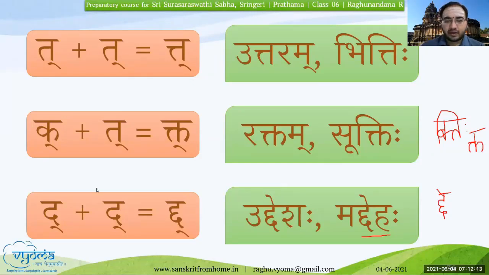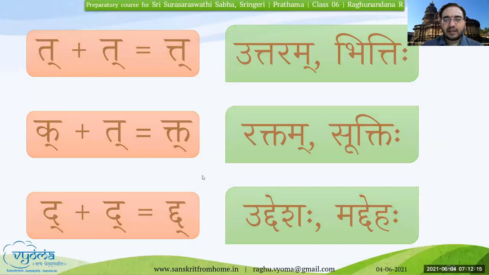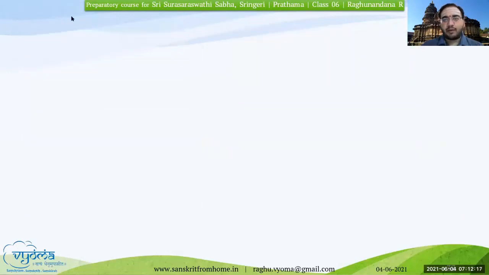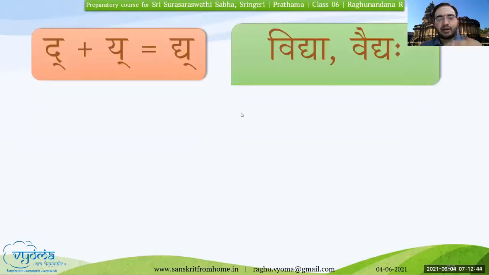Hope these are clear so far. We will quickly see a small check. First, we will read a few more. The next one is again similar to that. So read these. Dya, dhya, vidya, vaidyaha. Yeah, vidya. There is no mahaprana again. It is dya, vidya, vaidyaha.